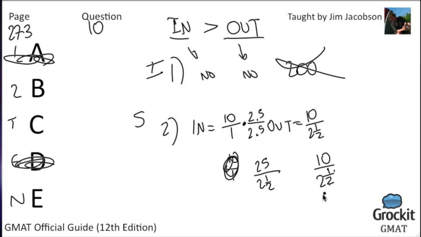And from there we could figure out how much faster in gallons per minute the water's coming in than it's going out. So statement 2 is sufficient on its own. That allows us to circle B and cross off C and E, which required it to be insufficient.